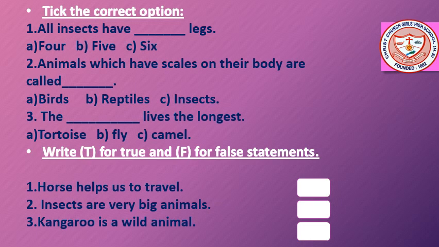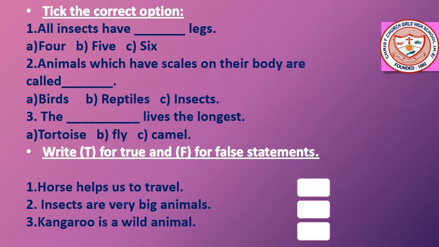Now, the next question. Write T for true and F for false statements. So here you have to read the sentence carefully. Okay? And then you have to find out whether the sentence is true. If it is true, then you have to write T. And if it is false, then you have to write F in the given box. Clear, girls?